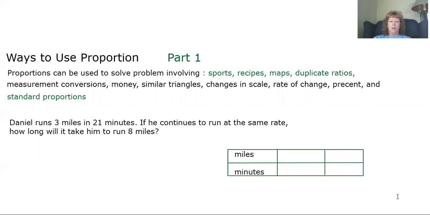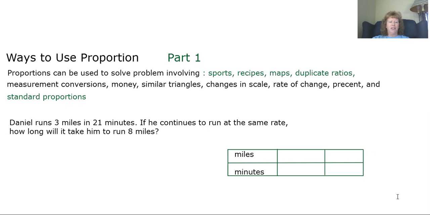I'm going to be looking at ways to use proportion on the GED test. This video is going to be part one because there are so many ways to use proportion on the GED test. Proportions can be used to solve problems involving sports, recipes, maps, duplicate ratios, measurement conversions, money, similar triangles, changes in scale, rate of change, percent, and standard proportions. In this video, I'm going to be looking at sports, recipes, maps, duplicate ratio, and standard proportions. I think standard proportions really means anything else that they haven't mentioned in the list there.